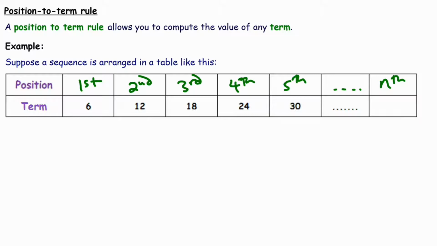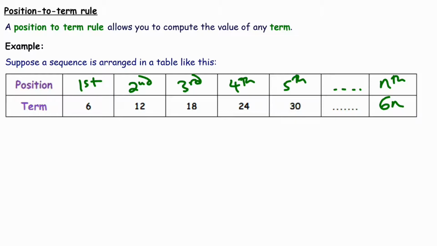If you look at this sequence, by inspection, we can notice that it represents multiples of 6. For example, 6 multiplied by 1, you have 6. 6 multiplied by 2, you have 12. 6 multiplied by 3, you have 18. 6 multiplied by 4, 24. So the nth term will be given by 6 multiplied by the position of that term. So here it will be 6n, where n represents the position of the term.